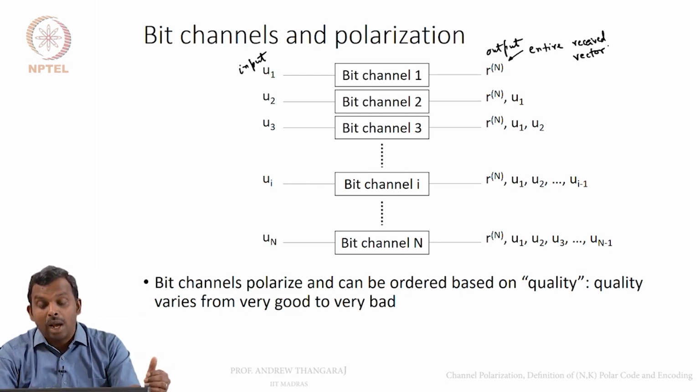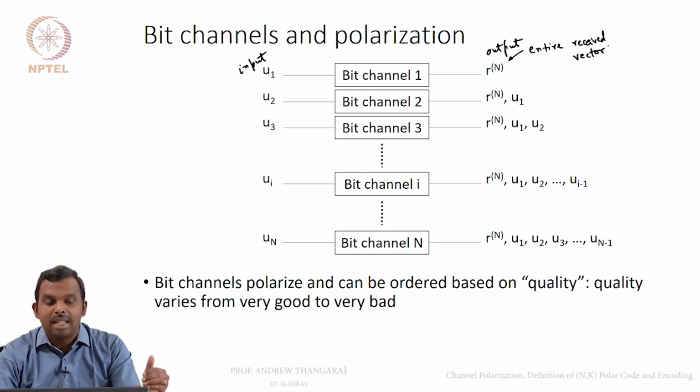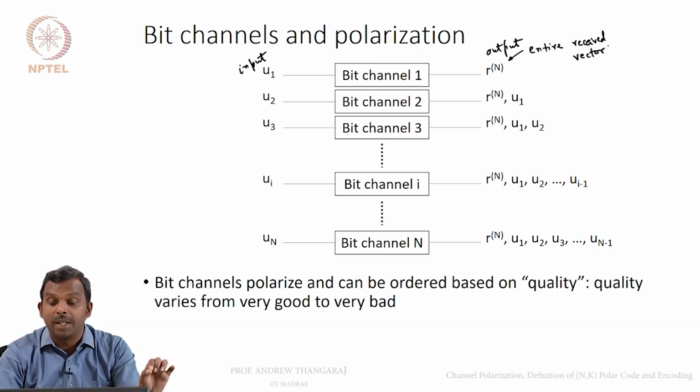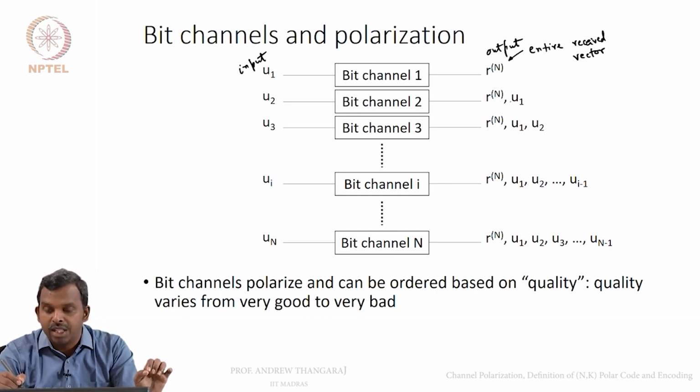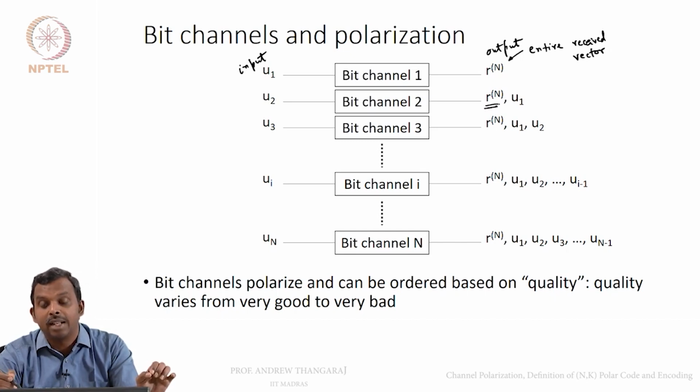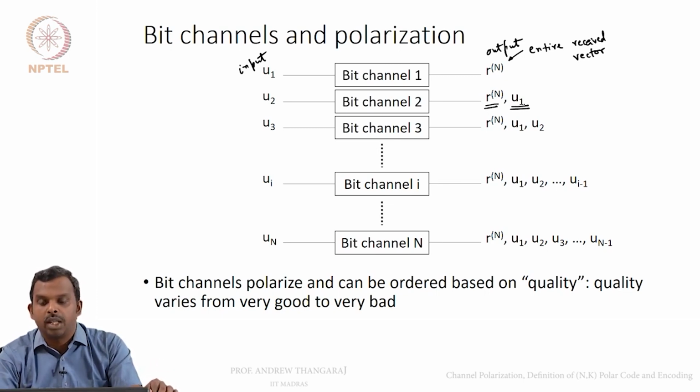Okay. Now I'll define a second bit channel which has input as U2, which is the second bit, but look at the output here. Pay attention particularly. The Rn is fine. Okay. So you might say the entire received vector is there, but to this I will add U1 as one of the outputs of this bit channel. Okay. So now at this point, this is not a real output.